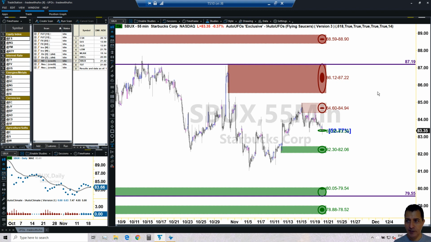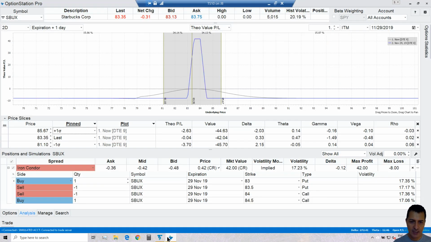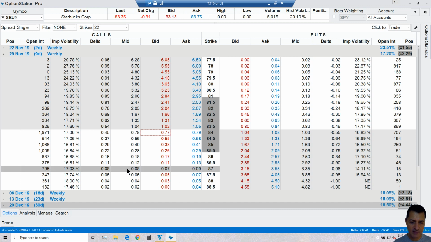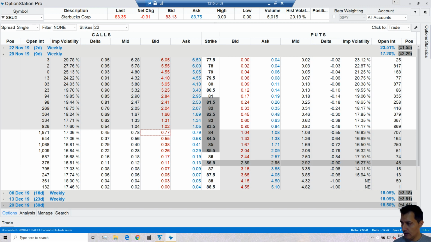Now the key question is, do we get paid enough if we sell the 87 calls? Do we get paid enough? So let's go ahead and look at the option chain, looking at the 87, and using that expiration date, the amount of premium collected would be only 8 cents, which doesn't work because we do have a minimum requirement, don't we? Let me bring up the notes.